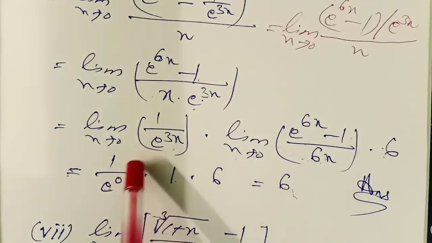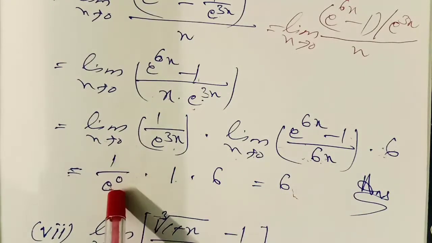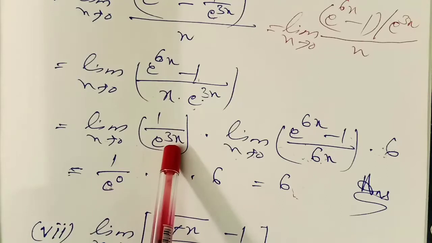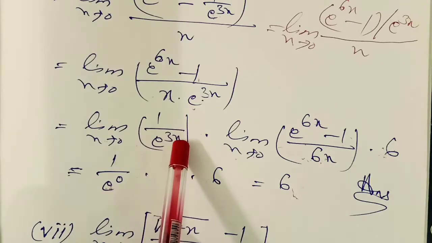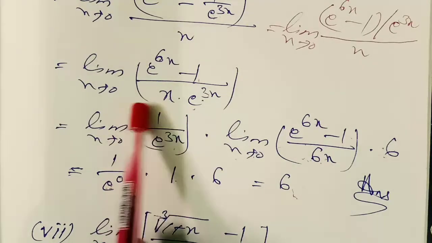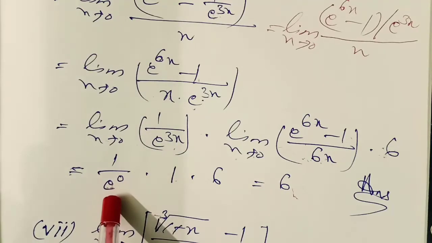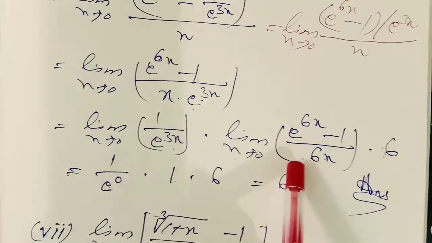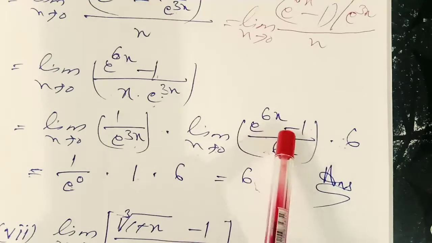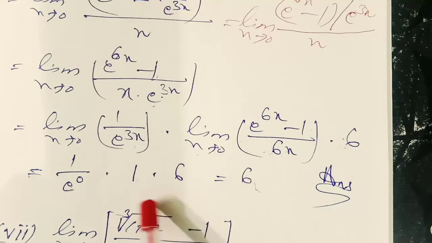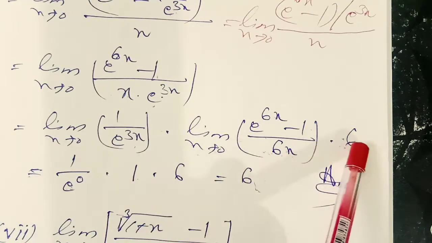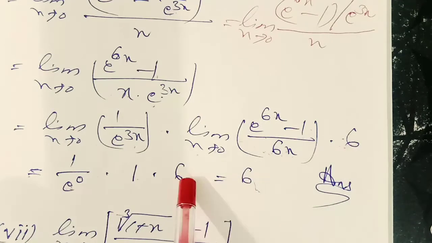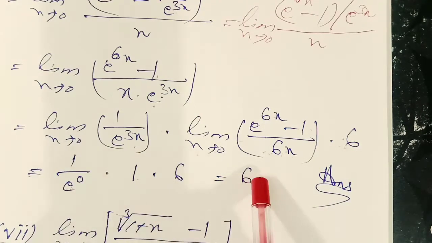See, 1 by e to the power 0. I have to put x equal to 0 directly. No formula required here. E to the power 0 means how much? 1. And the formula for (e to the 6x minus 1) by 6x, it will be how much? That is also 1. And the 6 I have multiplied, I am writing here 6. The total answer will be 6. Okay, this is the way of solving number 6th part.